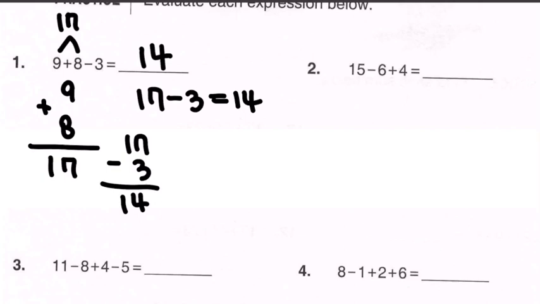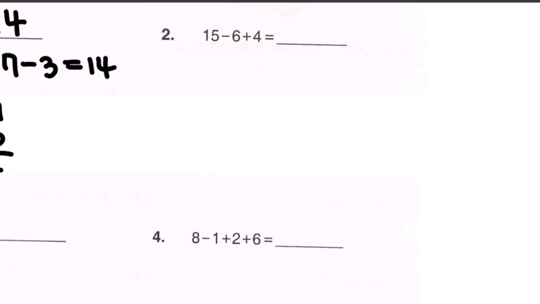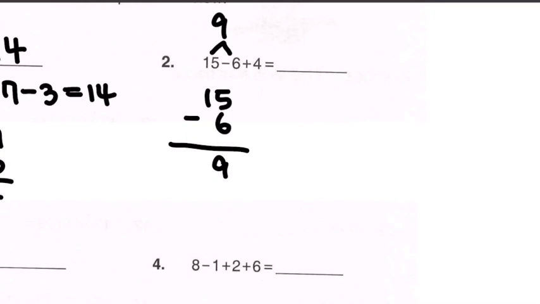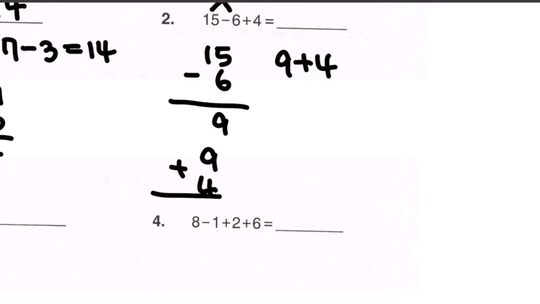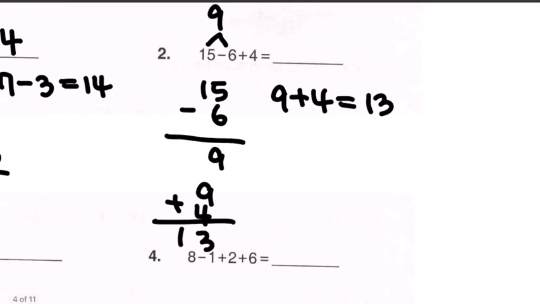Now, let's take a look at question number 2. We have 15 minus 6 plus 4. Now, again, we're going to move from left to right. And the very first step we should take is subtracting 6 from 15. Now, 15 minus 6 would be 9. Now, this we found was 9. And so we're left with 9 plus 4. And 9 plus 4 is equal to 13. Therefore, 15 minus 6 plus 4 is equal to 13.